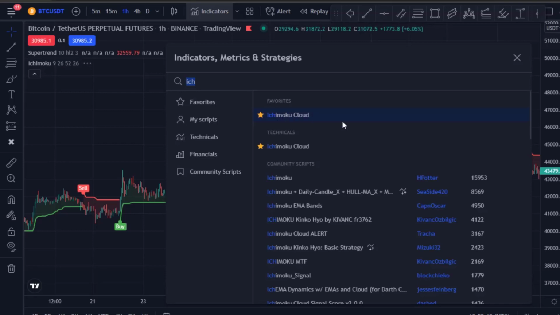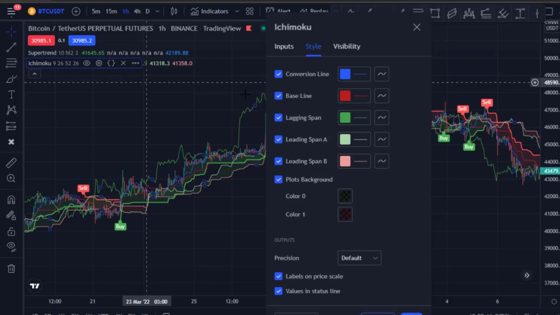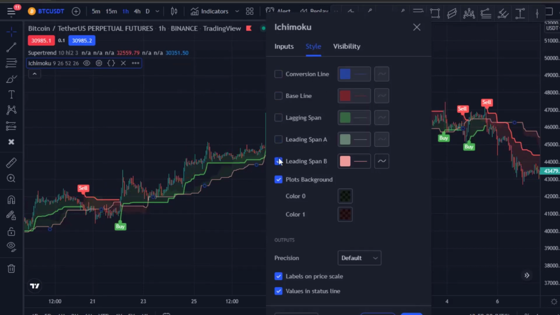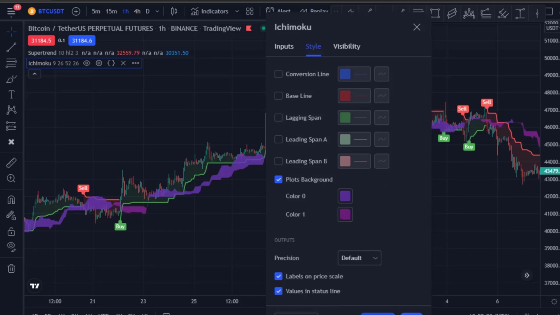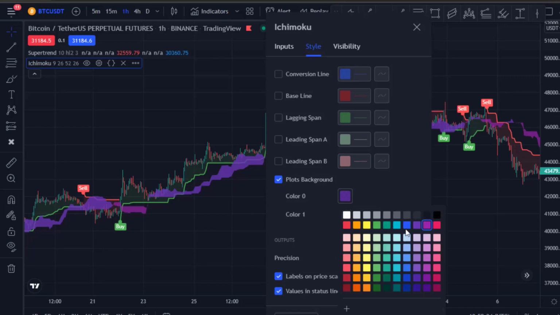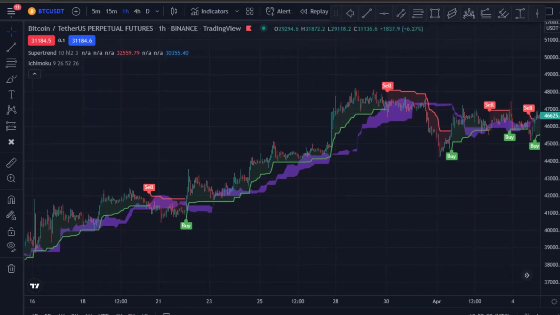Another strategy that you can combine with the Supertrend is with the Kumo cloud. The Kumo cloud is basically just an Ichimoku cloud indicator that you disable all the parts except the two midlines. And I'm also going to change the color so that it's easier to look at. So now we have the Kumo cloud.